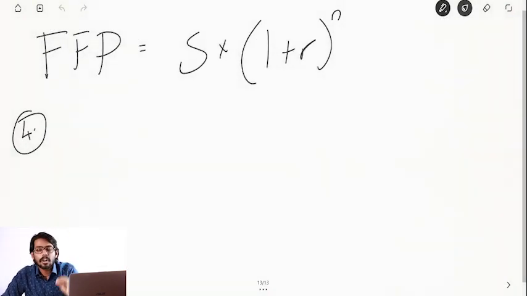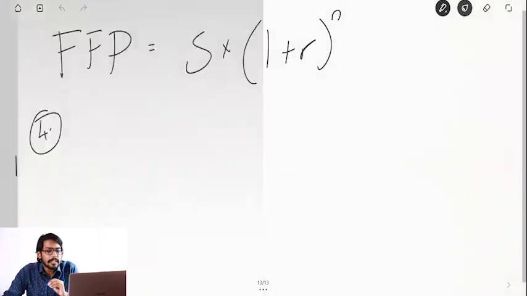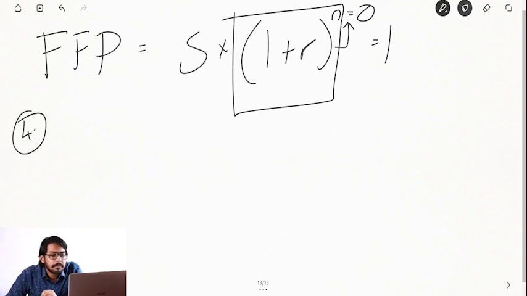On the due date, the remaining life we discussed over here, N stands for period. On the due date, the remaining period, N equals 0. Any number raised to 0 equals 1. So this whole term becomes equal to 1.